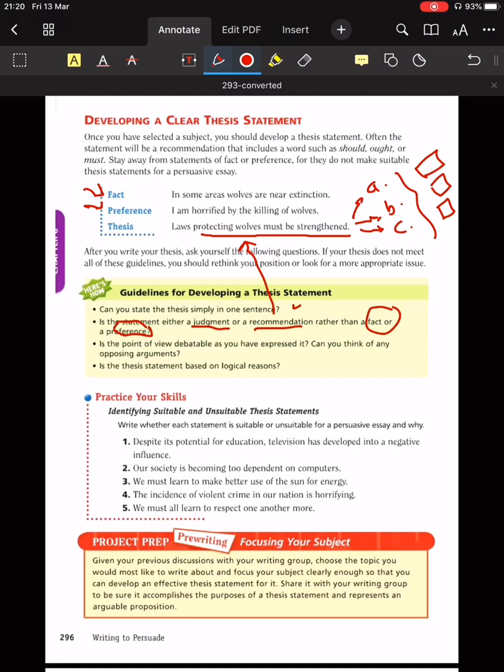Can you develop it? So, is the point of view debatable as you have expressed it? Can you think of any opposing arguments? Is the thesis statement based on logical reasons?